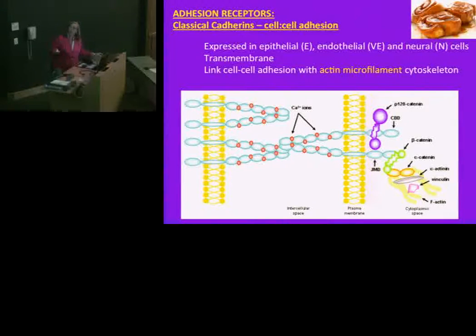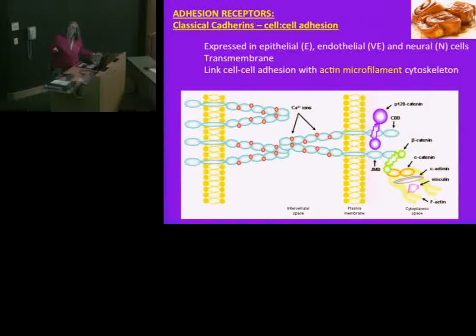What we're looking at here is the membrane of one cell, and this is the membrane of another cell. Cadherins stick out into the intercellular space, and they bind the cells together. There are a lot of different types of cadherins, depending on what types of tissue express them. Epithelial or E-cadherin is probably the most famous. There are also cadherins on endothelial cells and on neural cells.